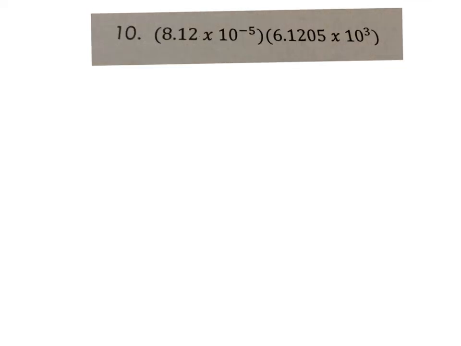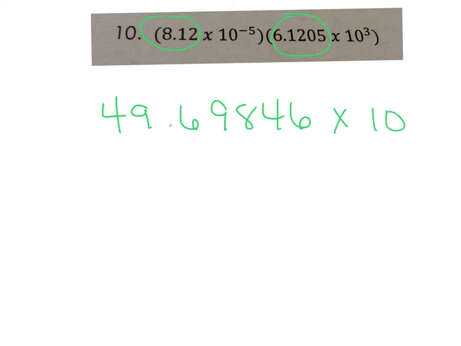Okay, problem number 10. It's not addition or subtraction. The two parentheses are next to each other, so I know it's multiplication. So I'm going to take the front number times this number. When I do that on my calculator it says 49.69846 times 10. In multiplication, I add the exponents. -5 plus 3 is -2.